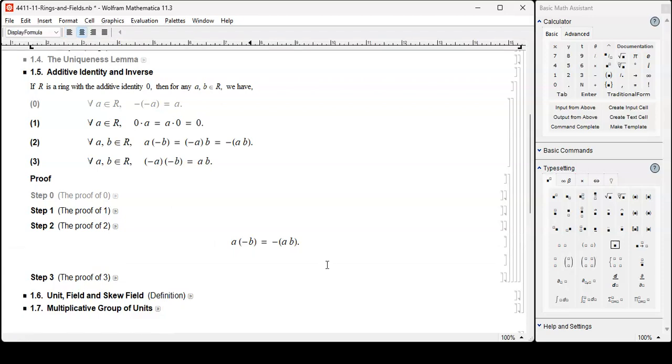So that's what we're going to do. a times negative b plus a times b. And let's see if this turns out to be 0. Okay, do you see that a is common? So I can factor out.